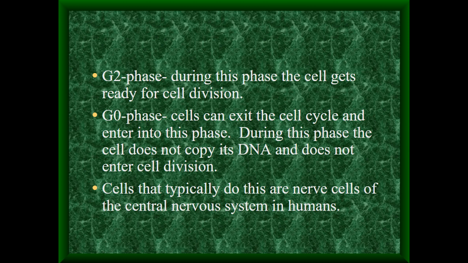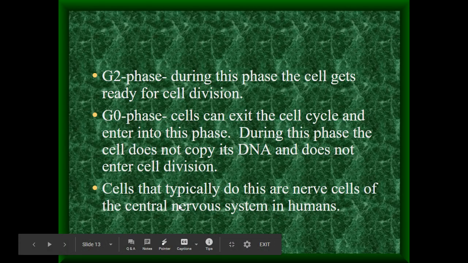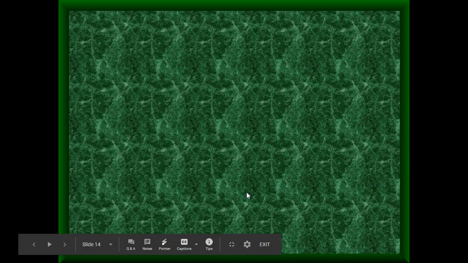So G0 phase, the cell exits from the cell cycle and enters into this phase. During this phase, the cell does not copy DNA. It does not enter a cell division. So this is basically what happens at the end of cell division. And like it says, cells do not typically do this in nerve cells because nerve cells do not regenerate as well as the rest of your cells. That's why if you bulge a disc in your back, or if you have nerve damage to a finger, you may not ever get that back.